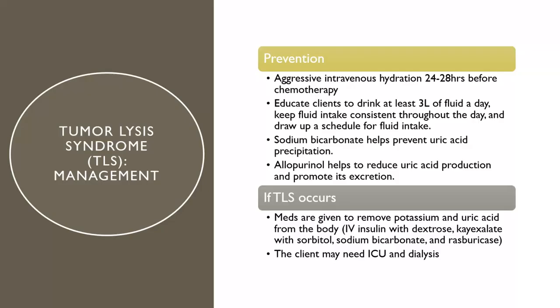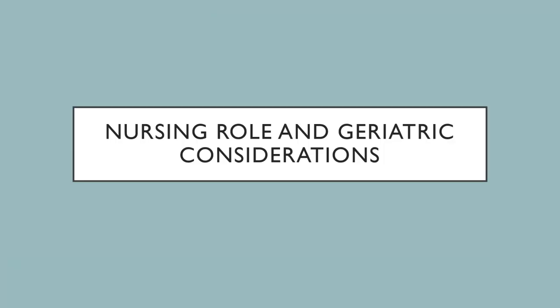If tumor lysis syndrome occurs, meds are given to remove potassium and uric acid from the body. So we can give IV fluids, loop diuretic, insulin, Kayexalate, sodium bicarb. Remember, they're going to be acidotic. Those are the big ones. Your patient is going to need to be in the ICU and on dialysis.